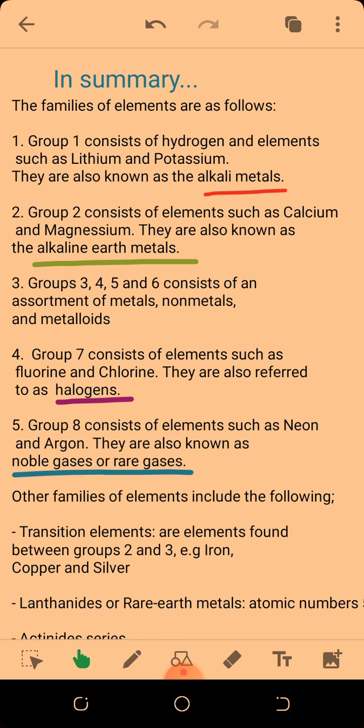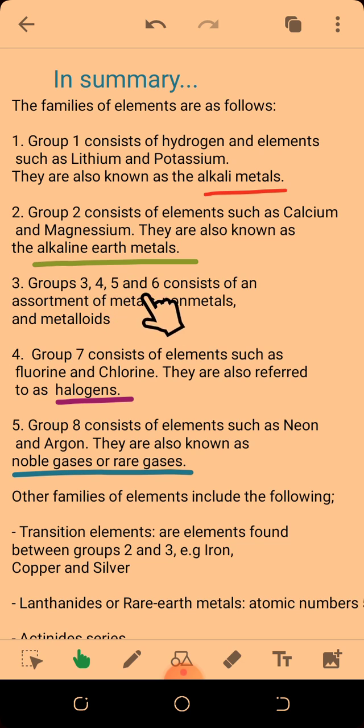In the group 1 family, what makes them different from others? They have 1 electron in their outermost shell, and they readily give it out in reactions so that they can attain stable octet or duplet structure. They are highly reactive. Group 2 elements are also reactive, but they are not as reactive as the group 1 elements. They have just 2 electrons in their outermost shell.